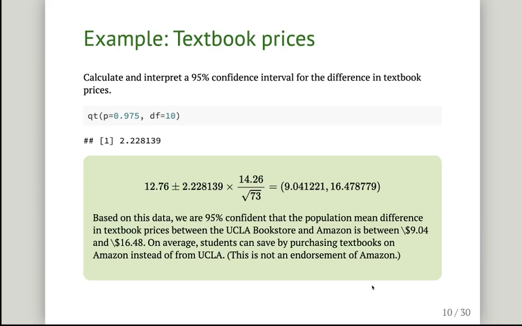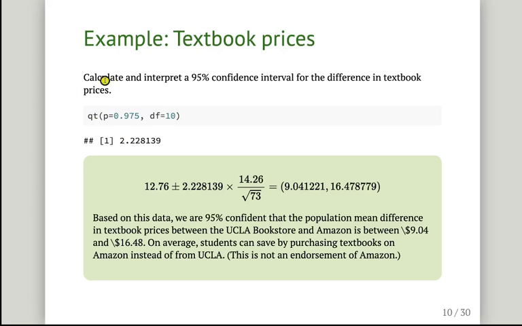So let's calculate and interpret a 95% confidence interval for this difference in textbook prices. There's one more thing that we need for this confidence interval. We need our value from the t-distribution, our multiplier. So our sample size n is 11, so our degrees of freedom is 11 minus 1, or 10.